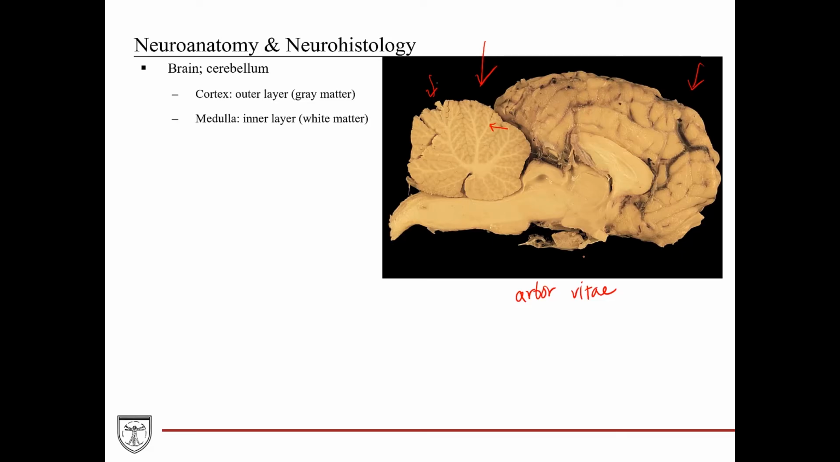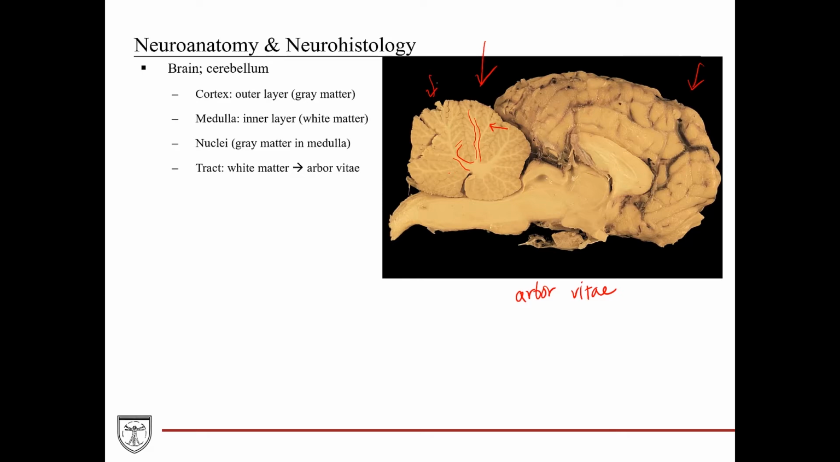The right and left cerebellar hemispheres too contain the nuclei within the medulla, which is not shown in this mid-sagittal plane. And all of these white matter traversing within the medulla, forming this beautiful branching pattern, are the tracts, which again is forming the arbor vitae.